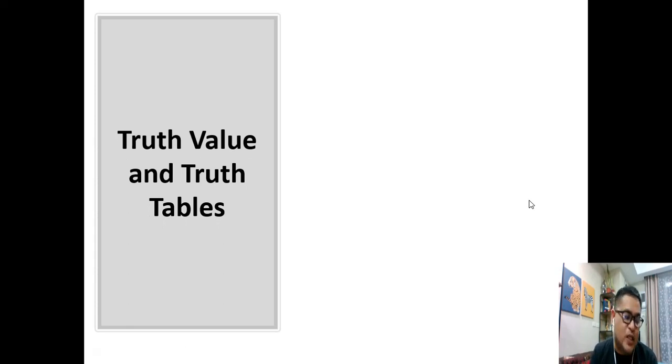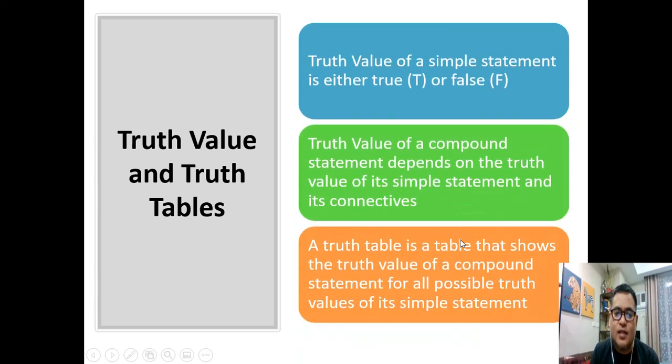Let's proceed to the truth value and the truth tables. So what is the importance of this? The truth value of a simple statement is either true or false. I repeat, the truth value of a simple statement is either true or false. The truth value of a compound statement, compound means two simple statements, depends on the truth value of its simple statements and its connectives. Okay? So you'll understand that when I give an example.